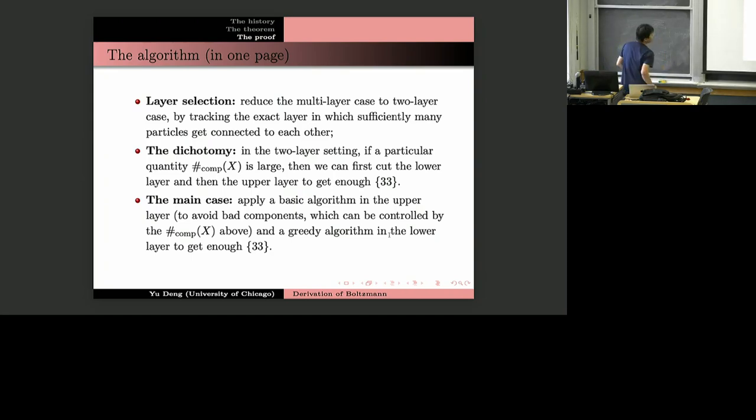And then in the two-layer case, there is a key dichotomy, which consists of the number of components of certain sets in each layer. In the case where the number of components is large, we can first remove the second layer, and we try to perform the operation in the first layer to get a good estimate. And if the number of components of this X set is small, then we can actually perform a greedy algorithm in the second layer, to get a good estimate and to avoid the loss in the first layer. Okay, so this is pretty abstract, but we're running out of time, so let me just stop here.